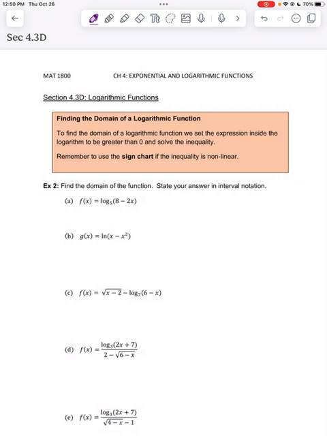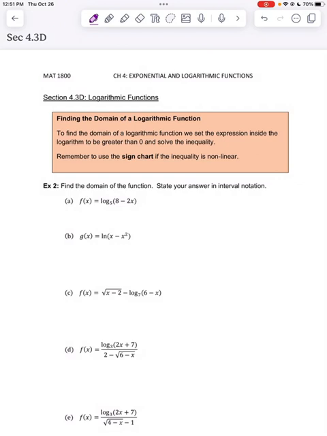In the previous section, 4.3ab, we saw different properties of logarithms and also how to use them, and also the conversion between logarithmic and exponential form. That is very important. In section 4.3c, we saw how to graph the logarithmic functions.